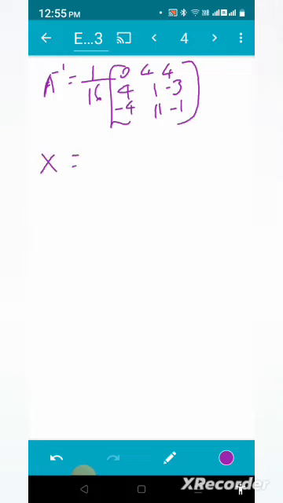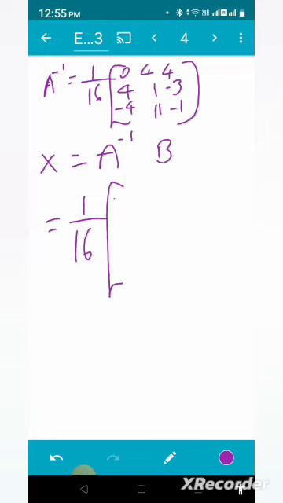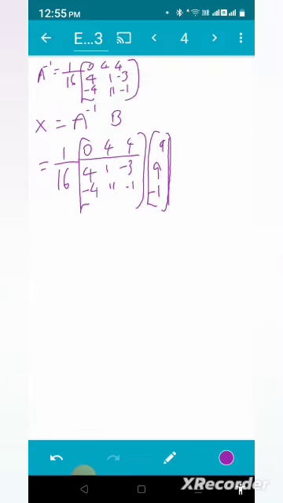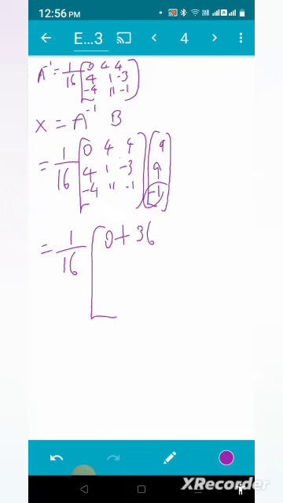So x is equal to A inverse into B. We already have the B value, so we can multiply these numbers: 0, 4, 4, 4, 1, minus 3, minus 4, 11, minus 1 into the B values, the right hand side values, 9, 9, minus 1. First row and first column: 1 by 16 into 0 plus 9 into 4 is 36, minus 1 into 4 is minus 4. So this is the first row.